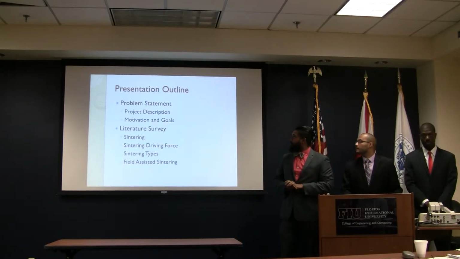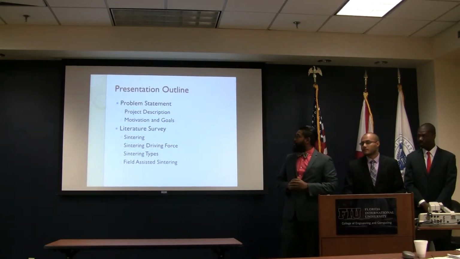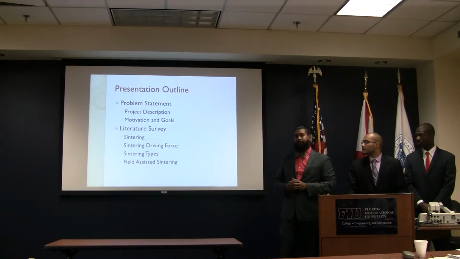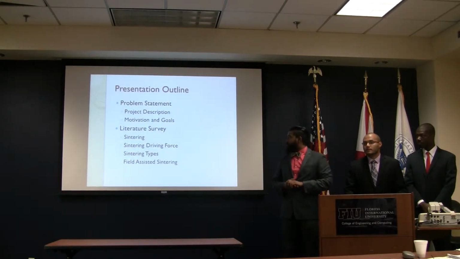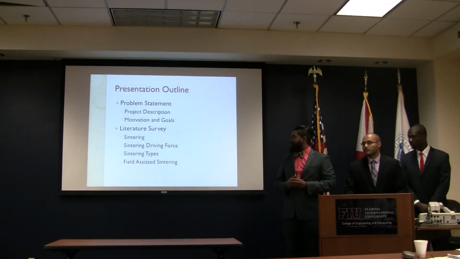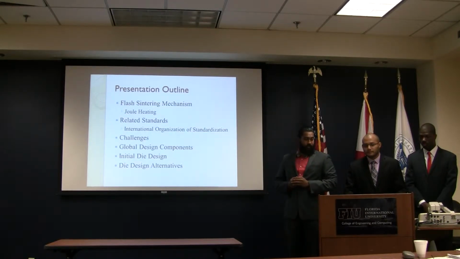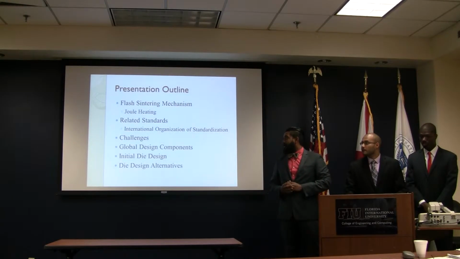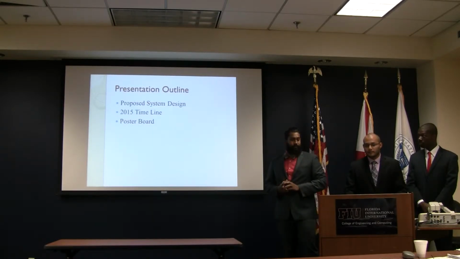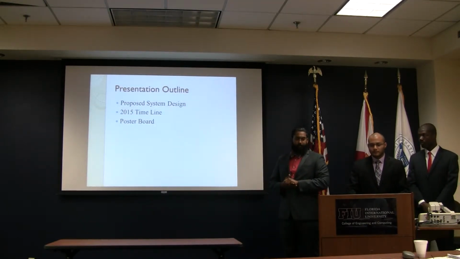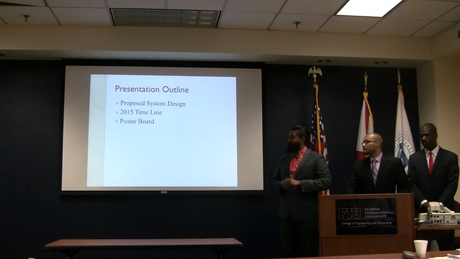Over the course of this presentation, we will be covering our problem statement, which includes our project description, motivation, and goals, our literature survey, which covers sintering, driving force, sintering types, and field-assisted sintering. We'll see the flash sintering mechanism, how it works, and how Joule heating affects it, the related standards, our challenges, the global design components, our die design, and our die design alternatives. You'll see our proposed system, our timeline for the year, and our proposed work at the end.